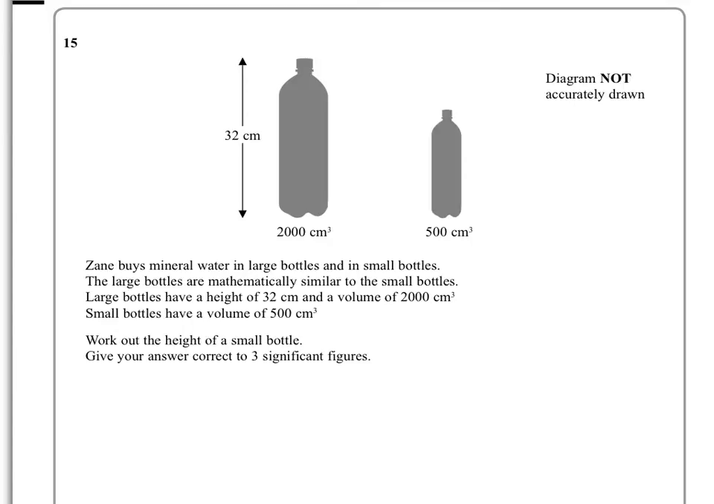In question 15, we're shown two similar, mathematically similar, as they call it, bottles. And we're told that the large one has a height of 32 and a volume of 2,000 cubic centimetres, and that the small one has a volume of 500 cubic centimetres. We're asked to work out the height of the small one.